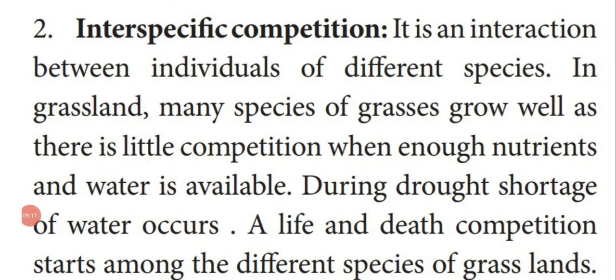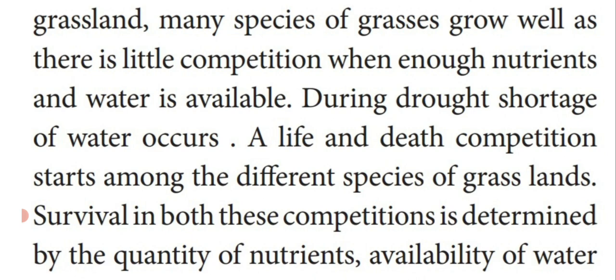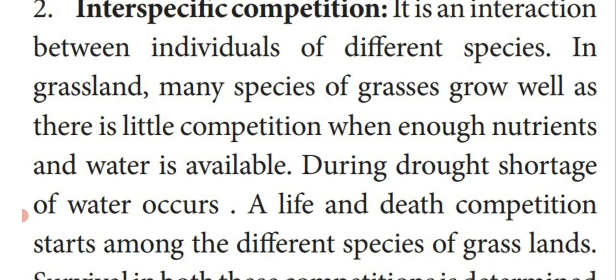Next one, interspecific competition. The interaction takes place between the individuals of different species. For example, in a grassland forest area, they are covered with many grasses. Among the grasses, they show competition, competing with other organisms for the nutrients and water available. If any shortage occurs in the environment, for example, water shortage, a life and death competition starts among the different species of the grassland. So normally there is no competition. If a sufficient amount of nutrients and water is present in the soil, they take it and survive in the particular environment.